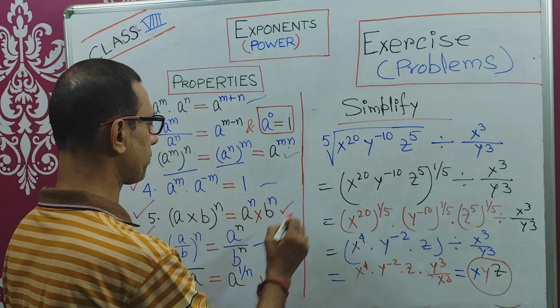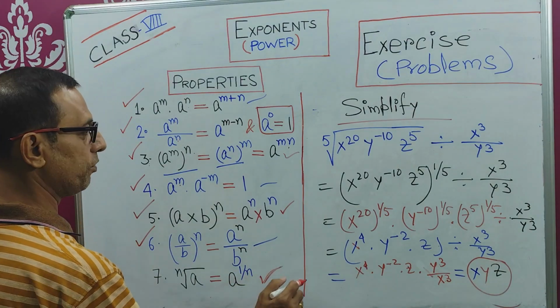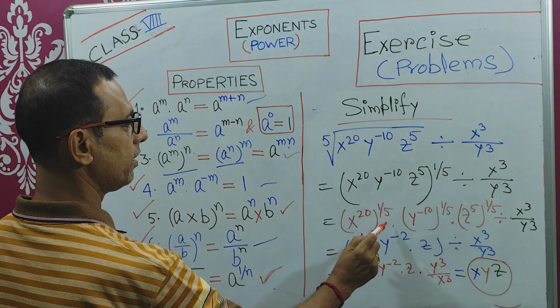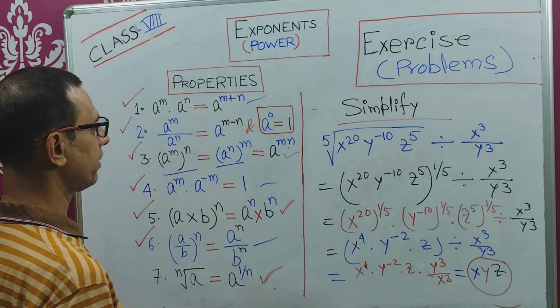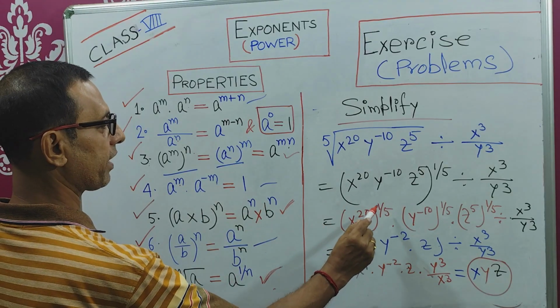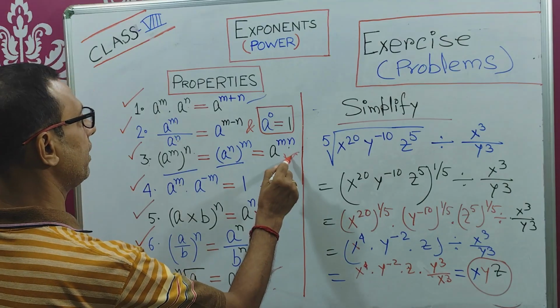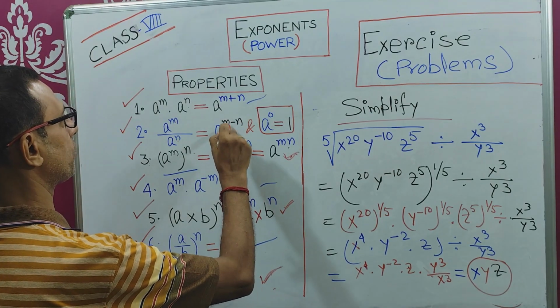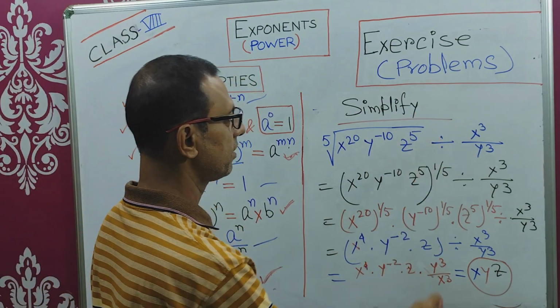Got it? So how many formulas we have used? We have utilized this one first, then we have utilized this one, (a into b) whole to the power n, a to the power n into b to the power n. Then we have utilized (a to the power m) whole to the power n, that means a to the power mn, this one. So 1, 2, 3, then 4, this minus formula, and then this product formula. 5 formulas we have utilized in this simplification.